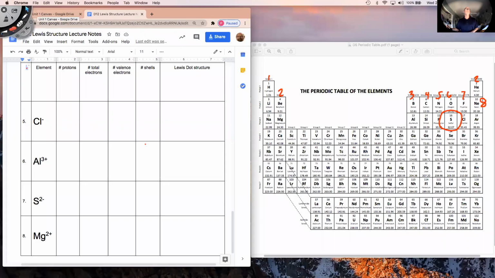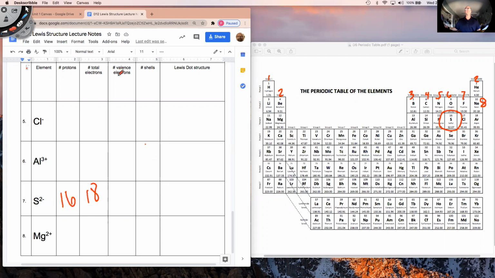Okay, so we're going to take a quick look, and let's look at sulfur. Sulfur has a 2 minus charge. That means there's 2 extra electrons. Sulfur normally has how many protons? Good, 16. How many total electrons does sulfur have? Well, normally sulfur would have 16, but there's 2 extra ones. So now sulfur has 18 electrons.